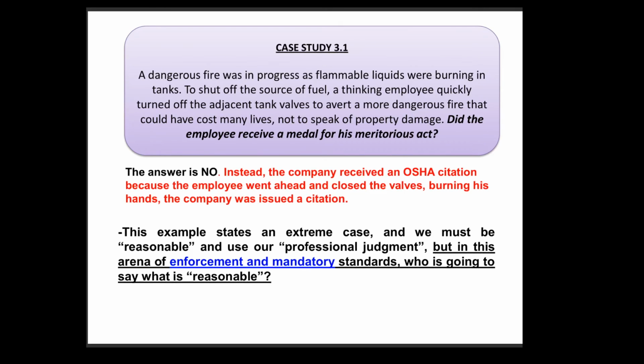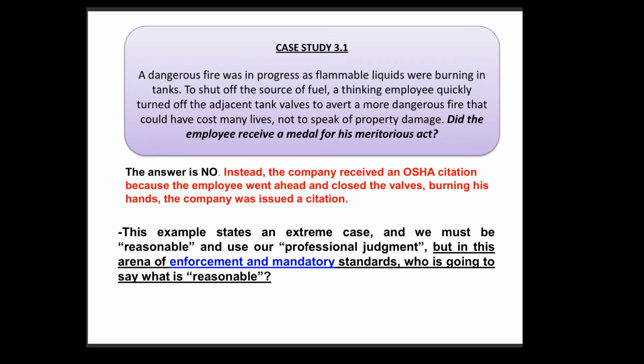Here is a case study. A dangerous fire was in progress as flammable liquid was burning in tanks. To shut off the source of fuel, a thinking employee quickly turned off the adjacent tank valves to avert a more dangerous fire that could have cost many lives, not to speak of property damage. Did the employee receive a medal for this meritorious act? Answer is no. Why is the answer no? Instead, the company received an OSHA citation because the employee went ahead and closed the valves, burning his hands. The company was issued a citation. Therefore, the answer is no.